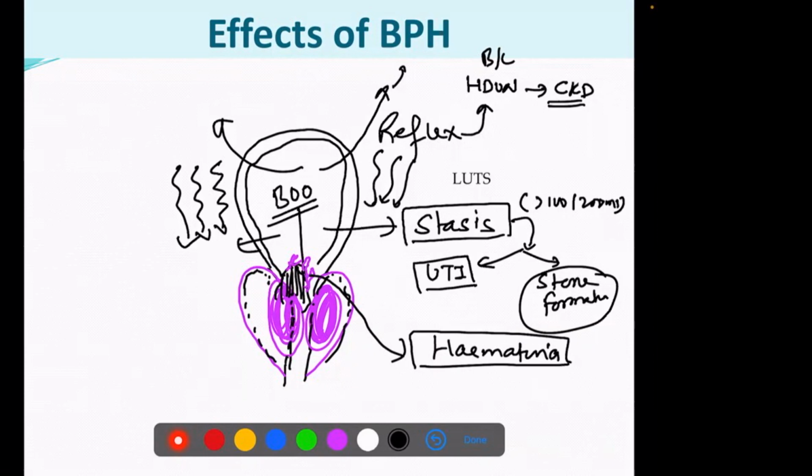So BPH can cause UTI. BPH can cause stone formation, bilateral hydroureteronephrosis due to reflux, there may be hematuria, and as I've already told you, the bladder contracts a lot to push that urine out of the bladder, it may lead to diverticula. Diverticula means outpouching of the mucosa. The mucosa may outpouch due to the increased pressure. This is known as diverticula. These are the complications that are related to BPH if not treated for a longer time.